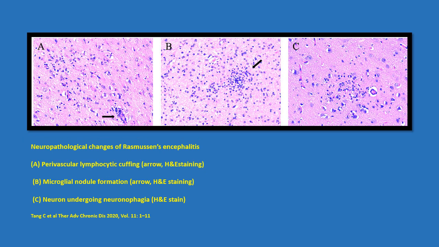These slides show the characteristic neuropathological changes in the disease with perivascular lymphocytic cuffing, microglial nodule formation, and a neuron undergoing neuronophagia.